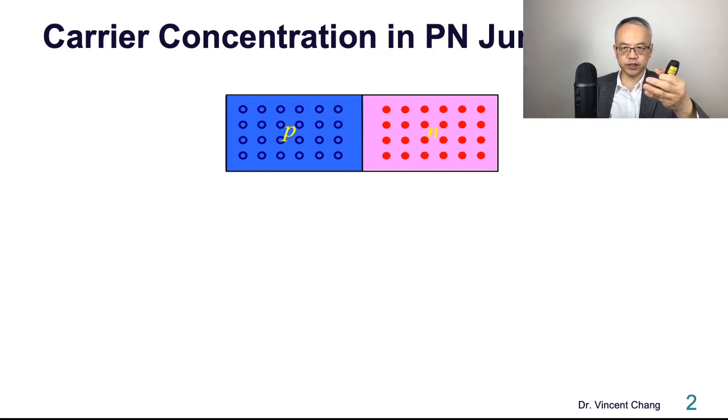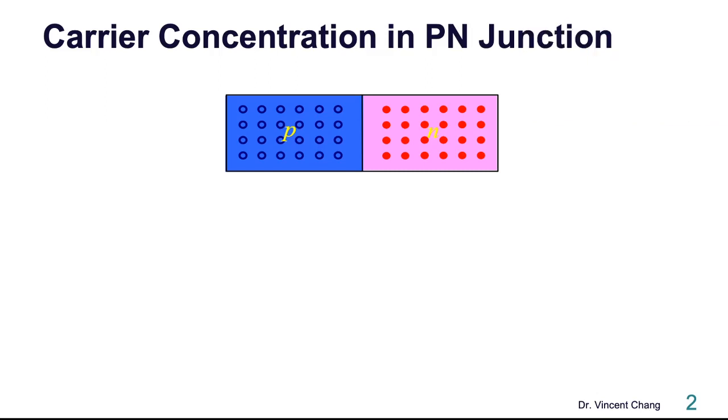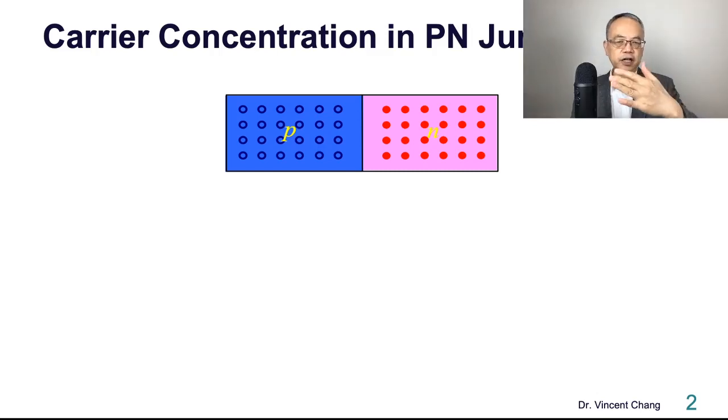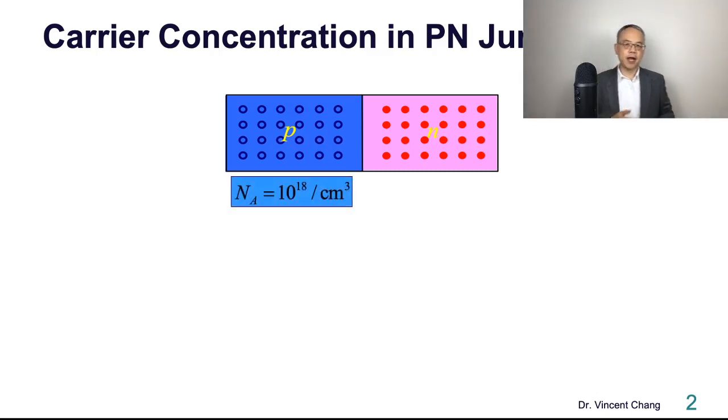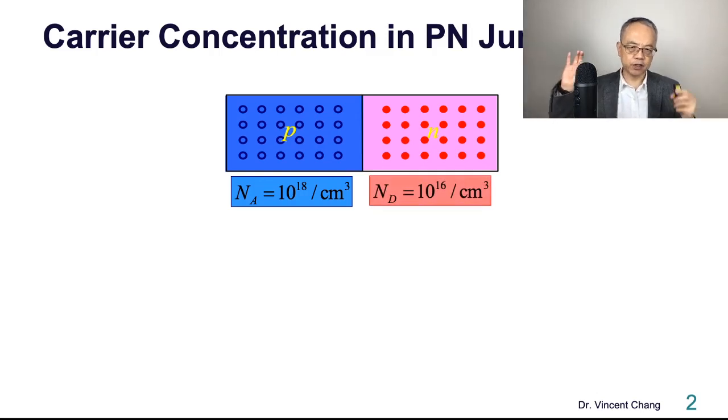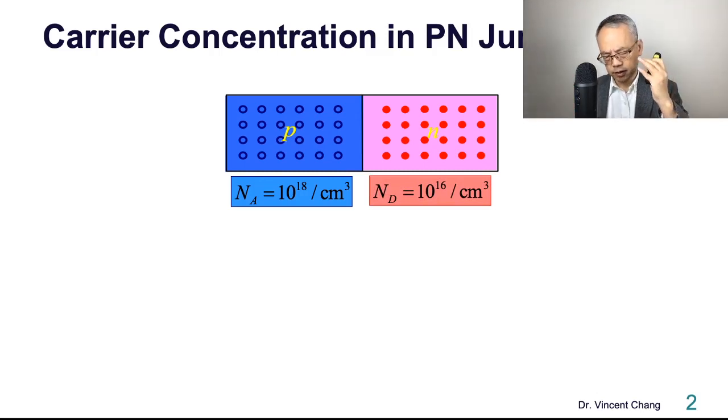Let's start with the p-n junction, the concentration on both sides. On the left-hand side is the p-type semiconductor, and on the right-hand side is the n-type semiconductor. Let's assume the acceptor atom concentration for the p-type semiconductor is 10 to the 18th power per cubic centimeter. On the right-hand side, let's also assume the donor atom concentration for the n-type semiconductor is 10 to the 16th power per cubic centimeter.